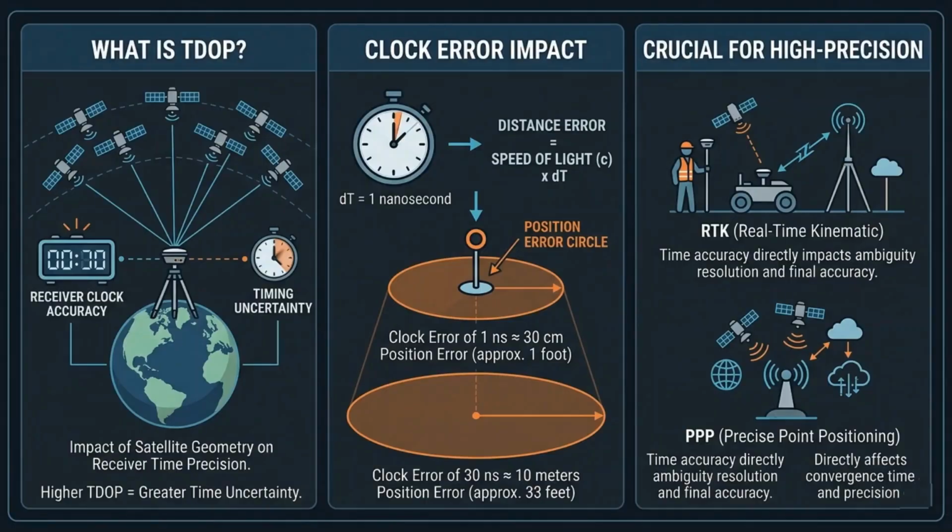Next is TDOP, Time Dilution of Precision, which represents the effect of satellite geometry on receiver clock accuracy. GNSS positioning is completely dependent on precise timing. Even a tiny clock error can create a position error of several meters. TDOP becomes important especially in high-precision positioning techniques like RTK and PPP, where time accuracy directly affects positioning performance.